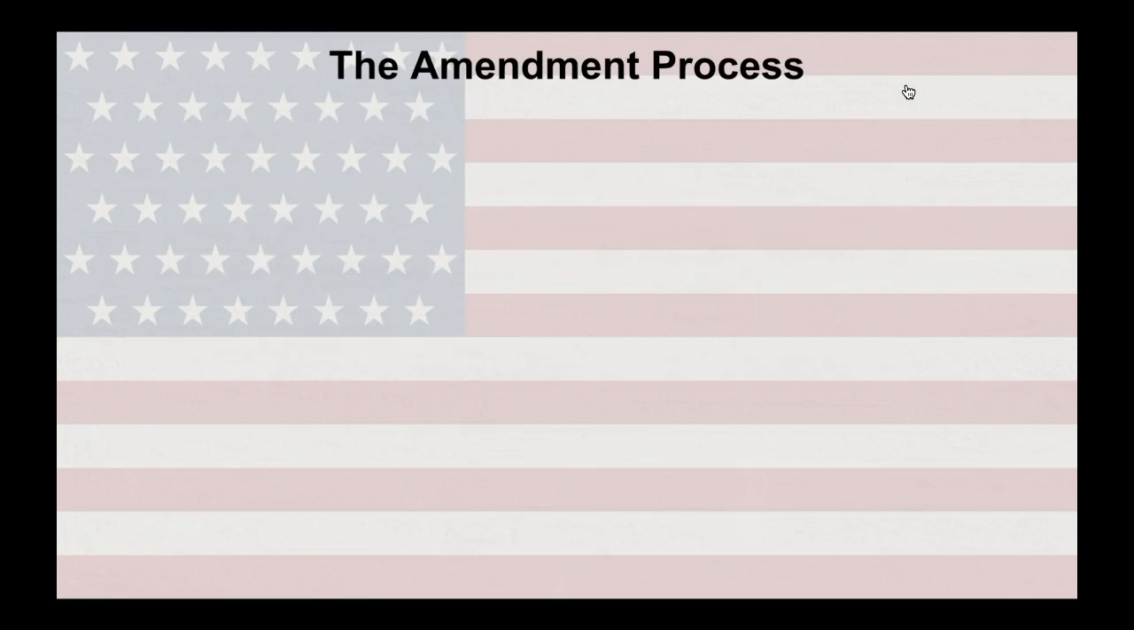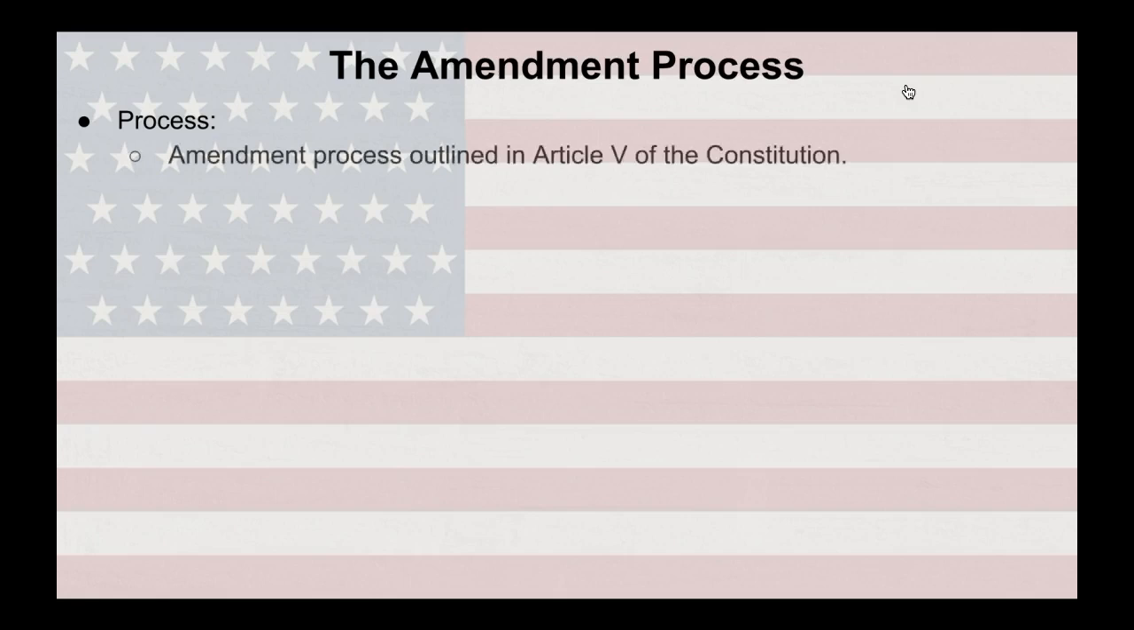So I probably put the cart a little before the horse, but the process of amending the Constitution is like this. If you look at Article 5 of the Constitution, it's going to outline how the process works. And it can originate from one of two sources. So an amendment or a change proposal can originate from one of two sources.